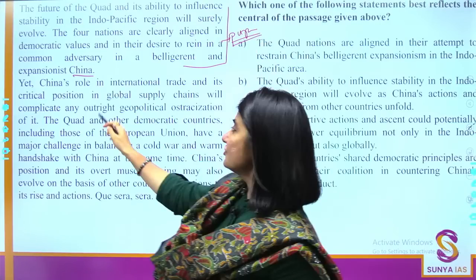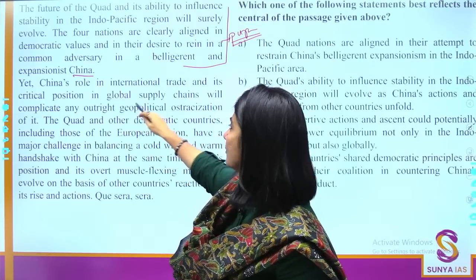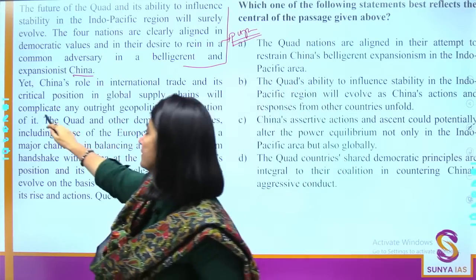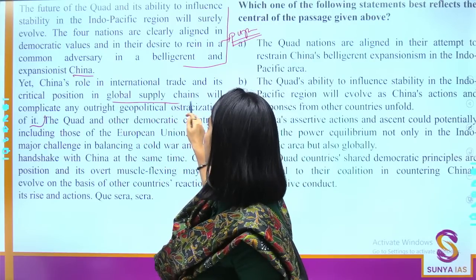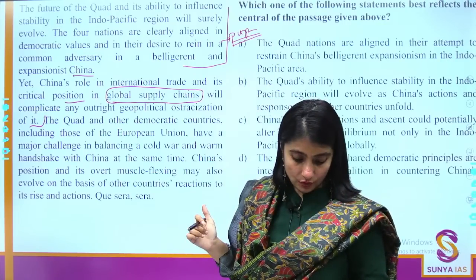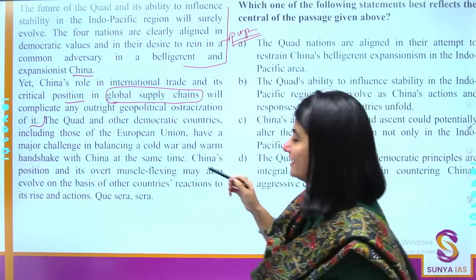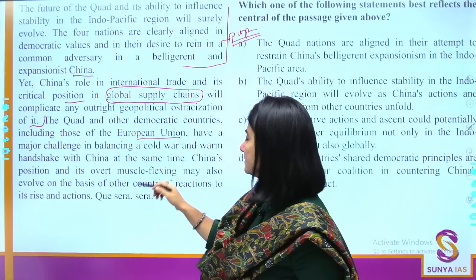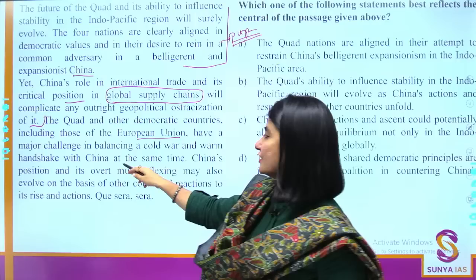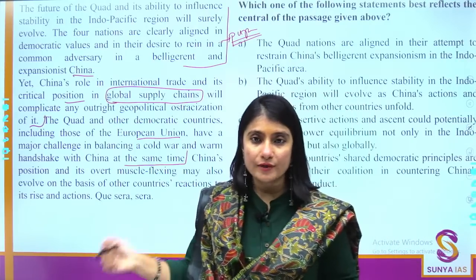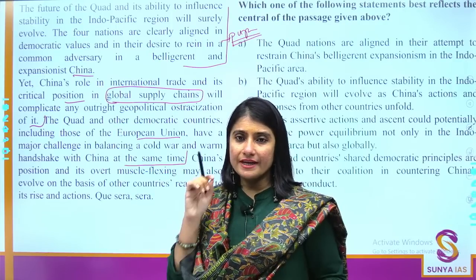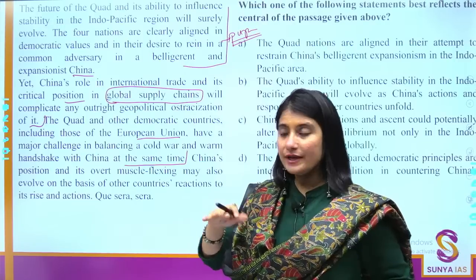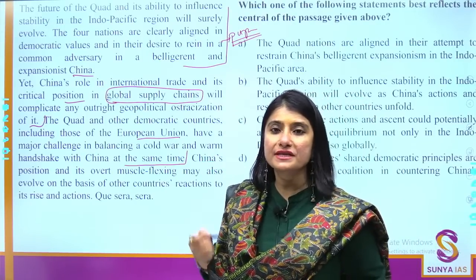Yet China's role in international trade and its critical position in global supply chains will complicate any outright geopolitical orchestration of it. So now we're talking about the global supply chain and China's position. Okay? Aage. The Quad and the other democratic countries, including those of the European Union, have a major challenge in balancing a Cold War and warm handshake with China at the same time. So again, we're talking about more geopolitical situations. Okay, these RCs are not very peculiar like your school RCs. They will look at things from an overview. So try to understand what is the actual idea behind every sentence.